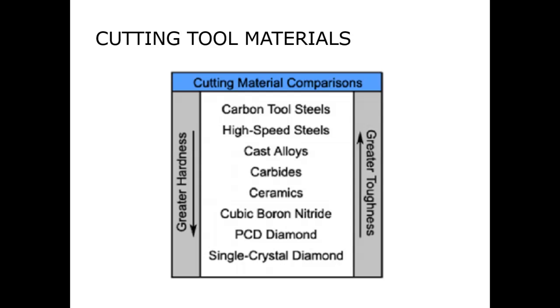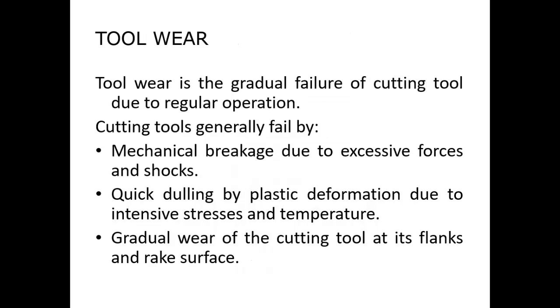Looking at this slide, if we start from carbon tools till the single crystal diamond, the hardness goes on increasing. It means carbon tool steels have less hardness and single crystal diamond has very high hardness. And if I move from top to bottom, the toughness goes on increasing, which means single crystal diamond possesses very little toughness. It is a very brittle material. It can break with a sharp breakage.